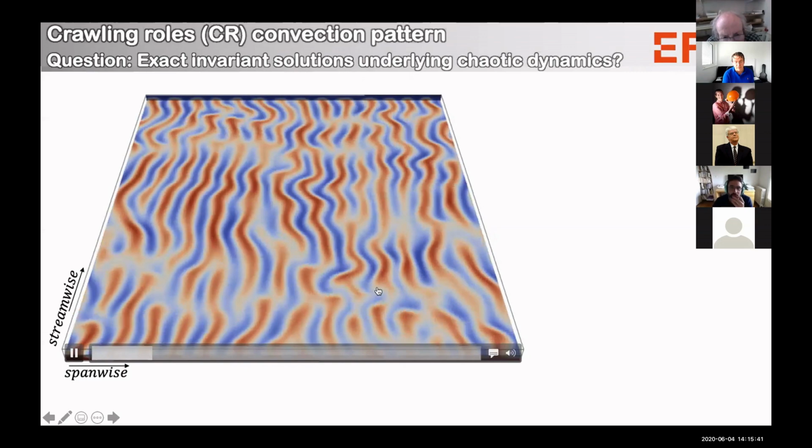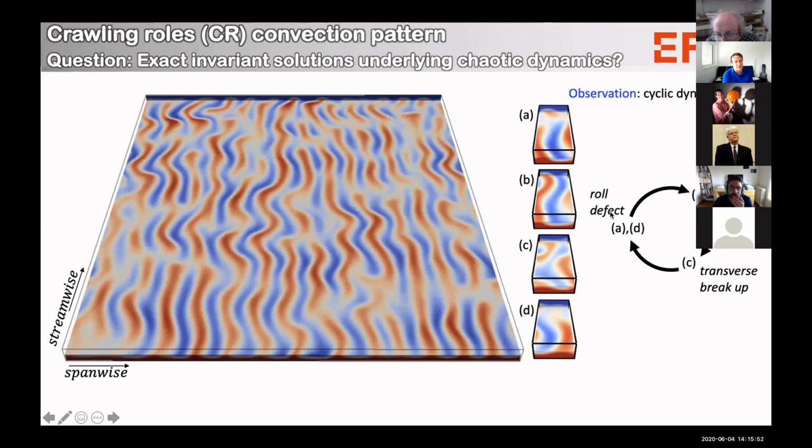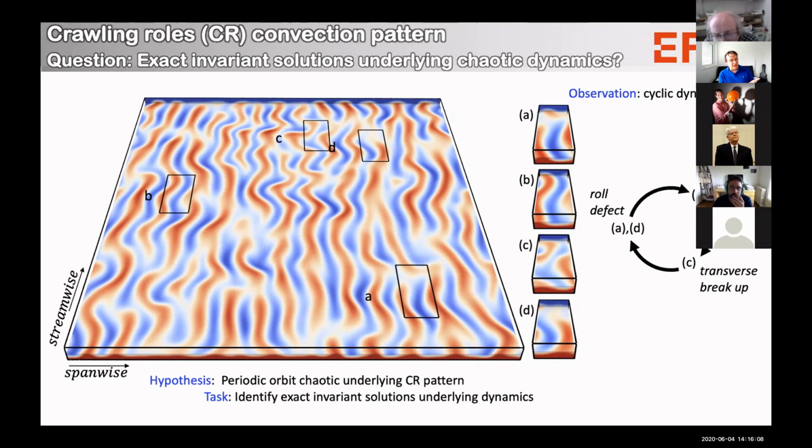So what we really have is the cycle of a roll defect, wavy rolls, transverse breakup, and back to a roll defect. So here's another example where I show you these different stages of the cycle in different parts of the domain. So different parts of the domain will be in a different phase. But obviously, if you look at this, the hypothesis will be that we need a periodic orbit, a time periodic solution that underlies the crawling roll pattern. So our task is now how to identify this solution.